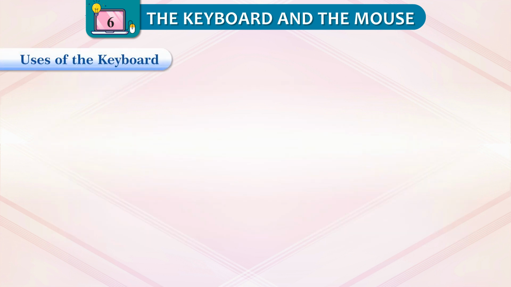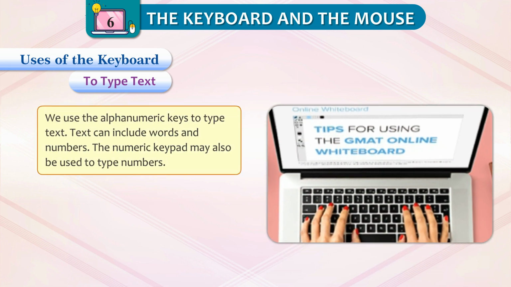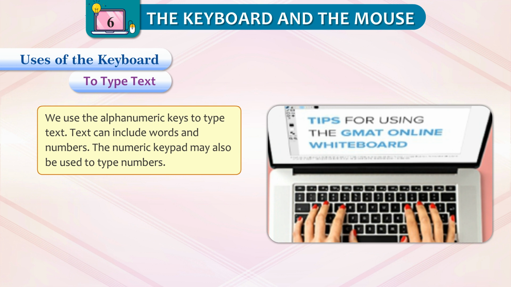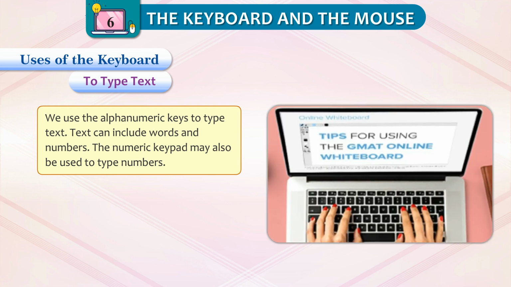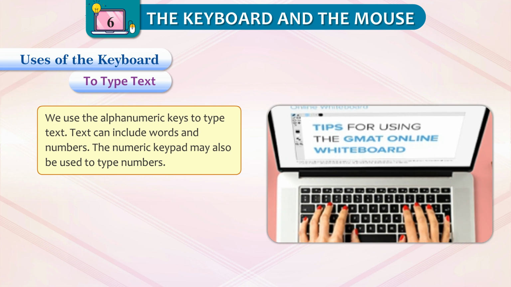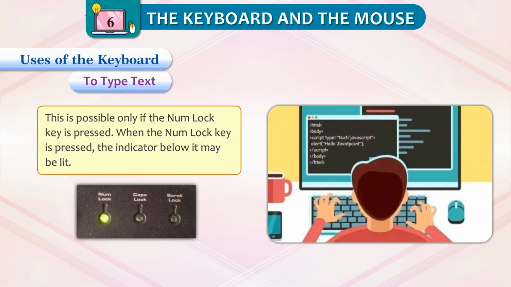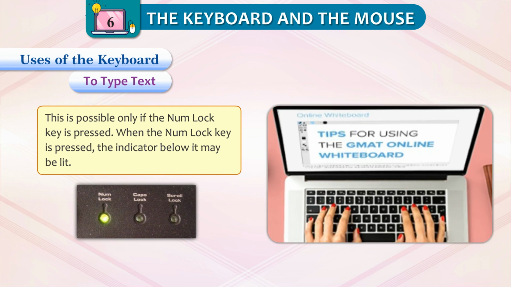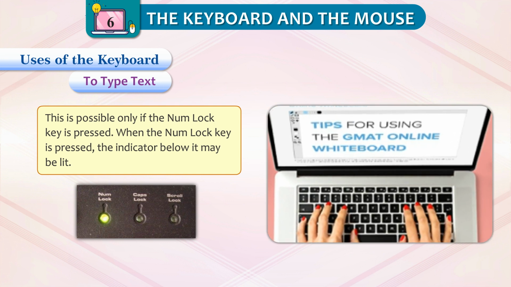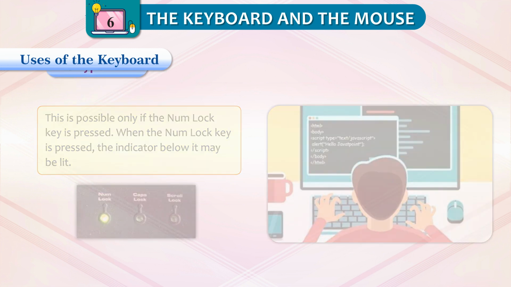Uses of the keyboard. To type text. We use the alphanumeric keys to type text. Text can include words and numbers. The numeric keypad may also be used to type numbers. This is possible only if the numlock key is pressed. When the numlock key is pressed, the indicator below it may be lit.